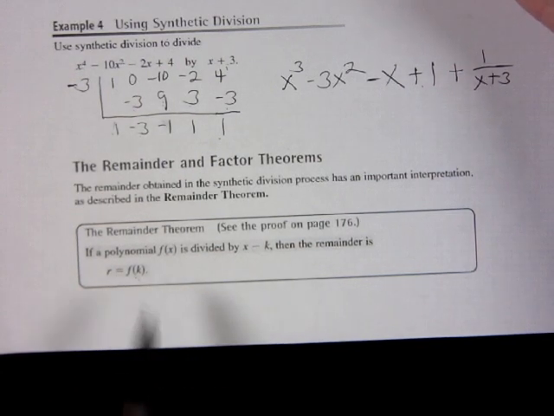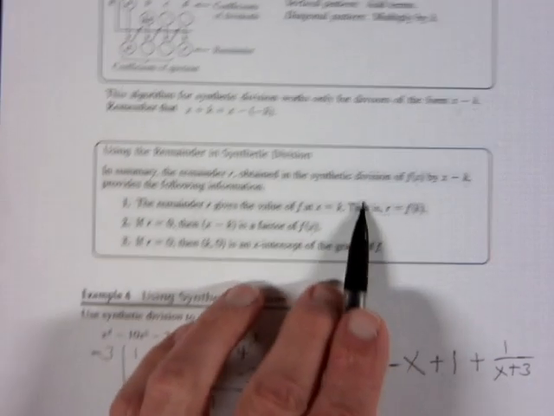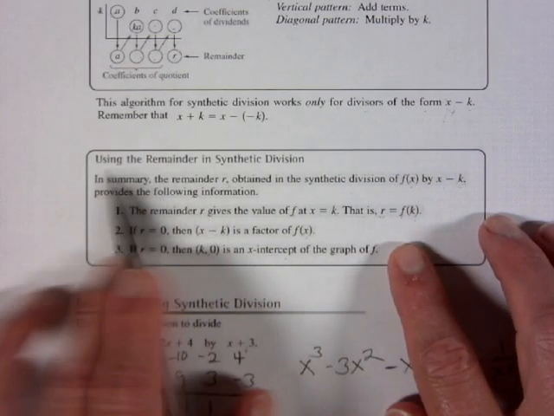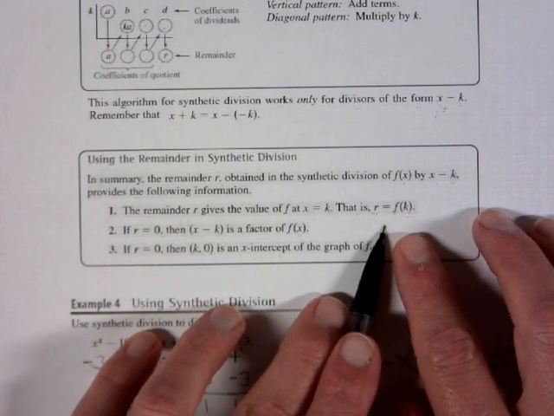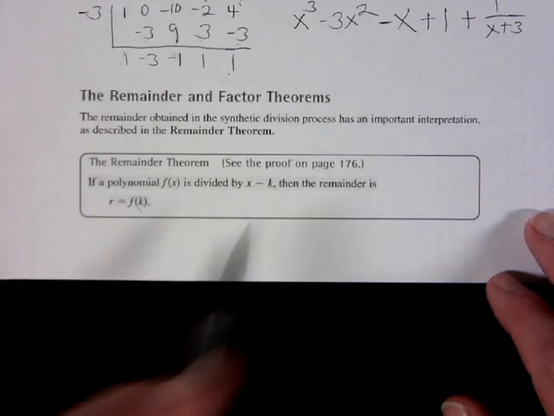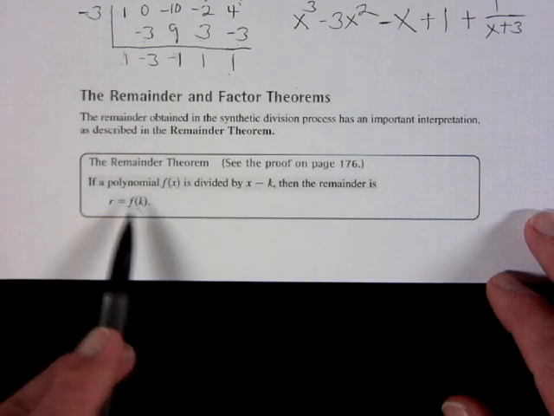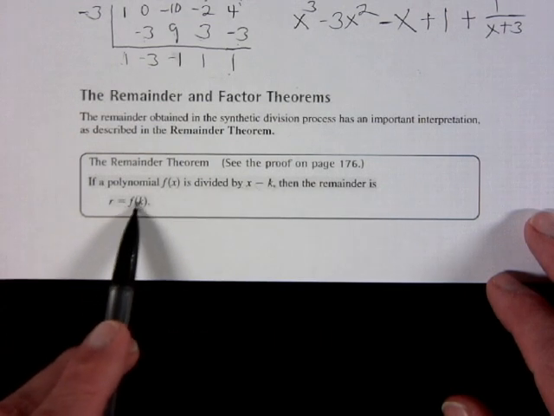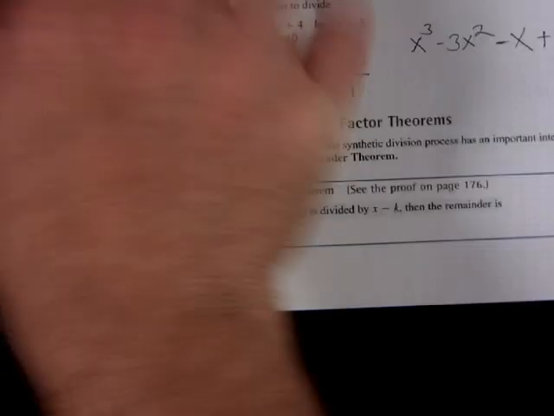And that's very similar to the statement that was made up here in one of the reminders for using synthetic division. So we kind of already stated that up here, but the remainder theorem just gives you that information in a theorem. So again, if you're dividing by this, then the remainder r is equal to the value of the function at k. All right, so we kind of already discussed that.